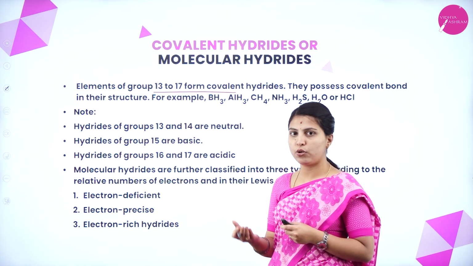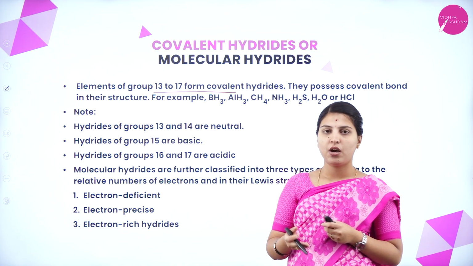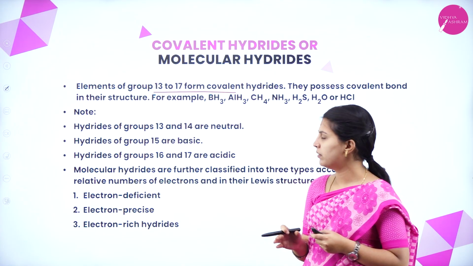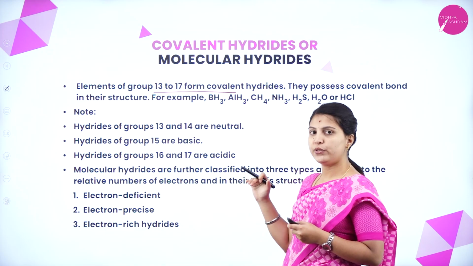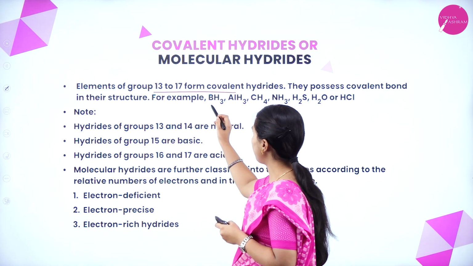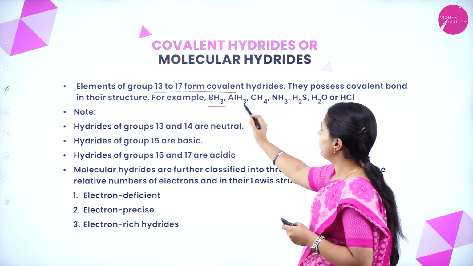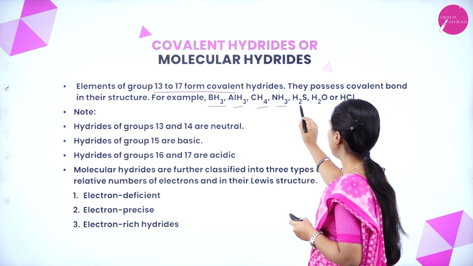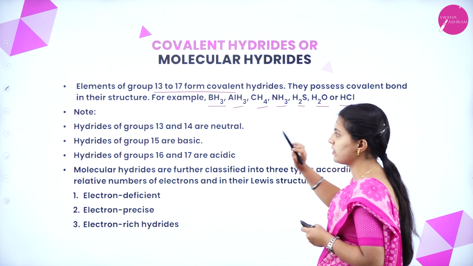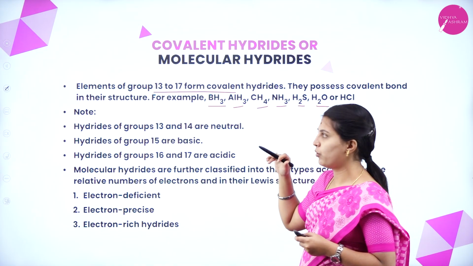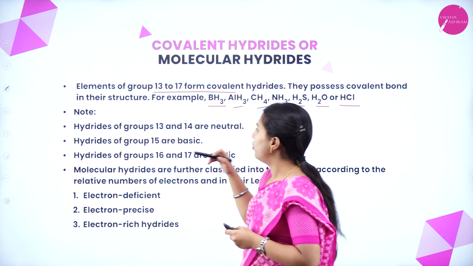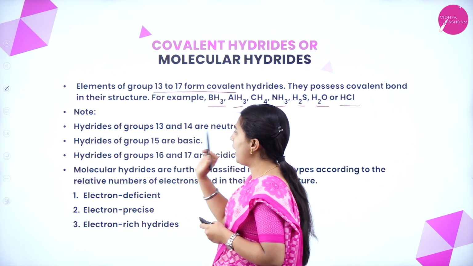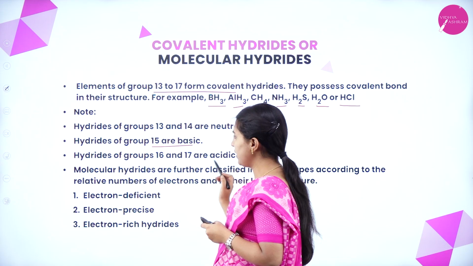We have seen what covalent bonds are, what ionic bonds are, and the properties of both the bonds. Now in hydrides we are correlating. For example, BH3 like boron trihydride, aluminum trihydride, methane, ammonia, H2S, water, hydrochloric acid. Like this, the covalent bond will be there. Note, hydrides of groups 13 and 14 are neutral. Hydrides of group 15 are basic.